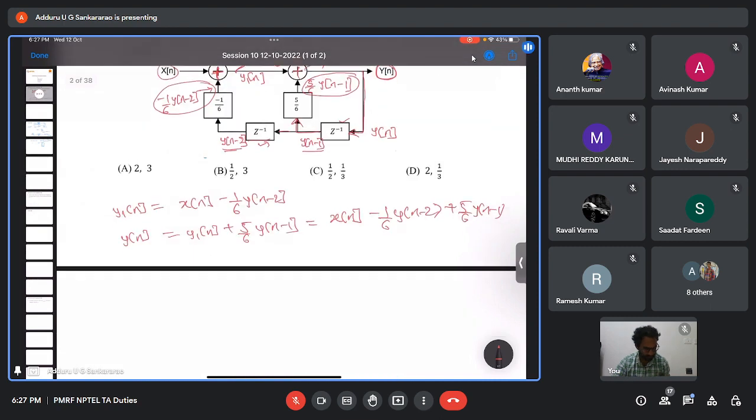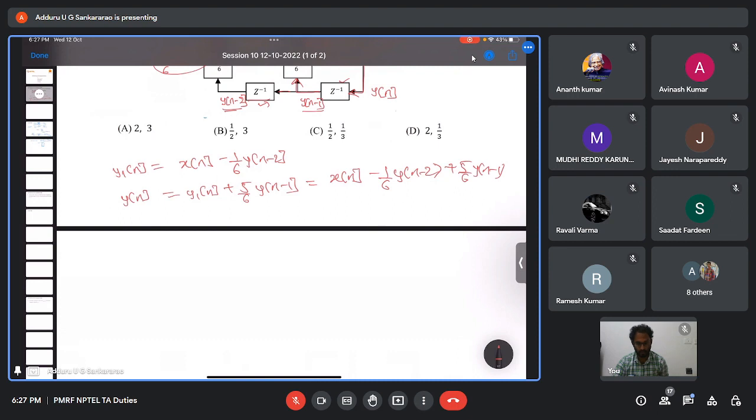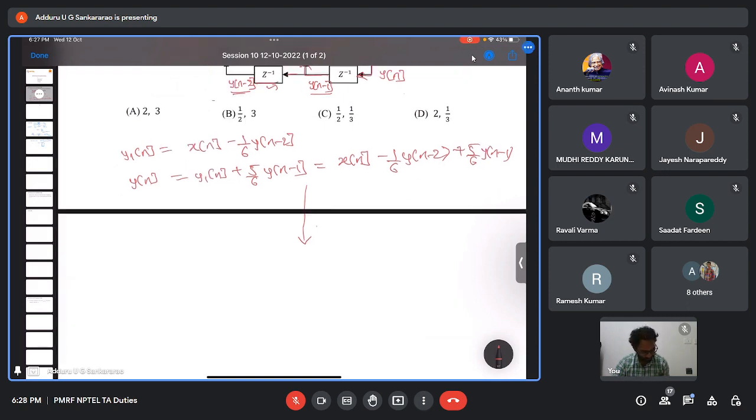Okay, this is our y of n. So now we need to find out the transfer function. To find the poles, we need to find out the transfer function. So what I will take? I will take Z transform on both the sides.